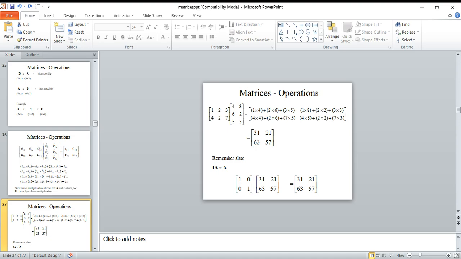Next, do the multiplication operations, different types of operations, as homework. Today we are stopping. We'll discuss other matrices and other operations in the next class.